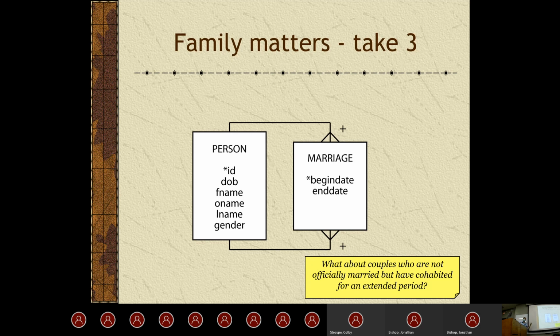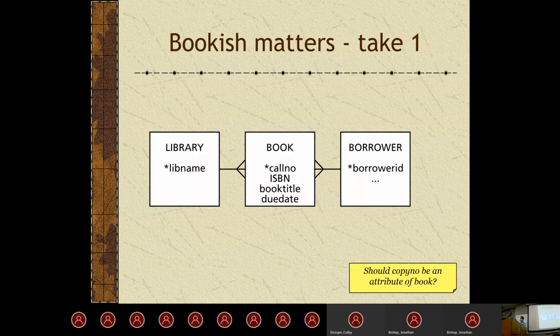So any questions about this? And it starts throwing in children to the mix, and it starts getting very complicated. So the next thing it does is, what about couples who are not officially married but have cohabitated? Again, we're just going to keep it relatively simple.